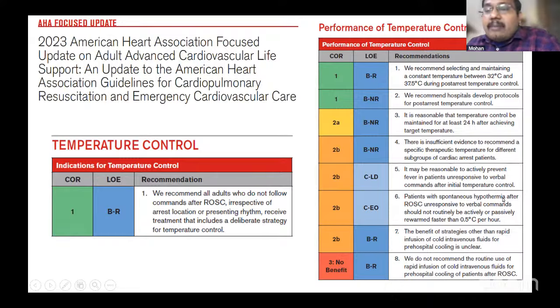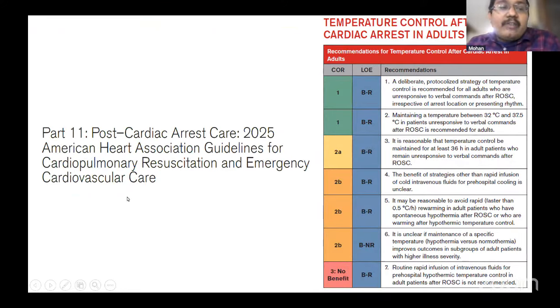Now, apart from this, you get to see another thing where they say that there is insufficient evidence to recommend a specific therapeutic temperature for different subgroups of cardiac arrest patients. Because the temperature target has become wide, 32 to 37.5 degrees centigrade, who actually benefits from hypothermia and who actually benefits from normothermia, they are not able to give any recommendation on this. The same with the 2025 guidelines.